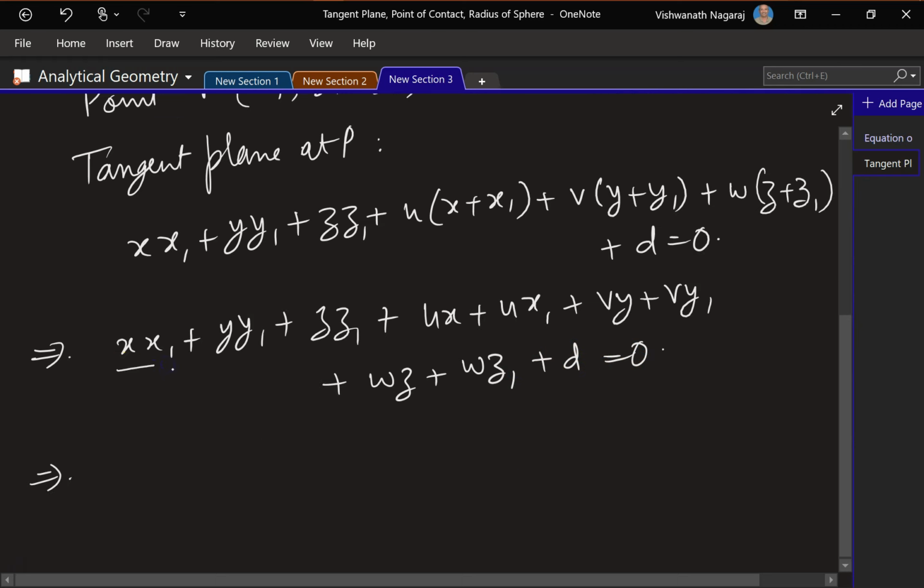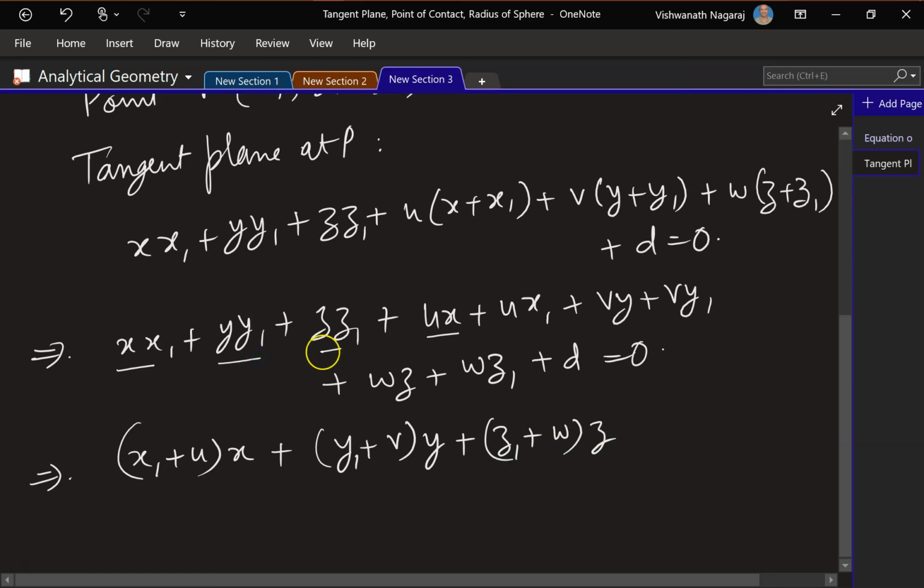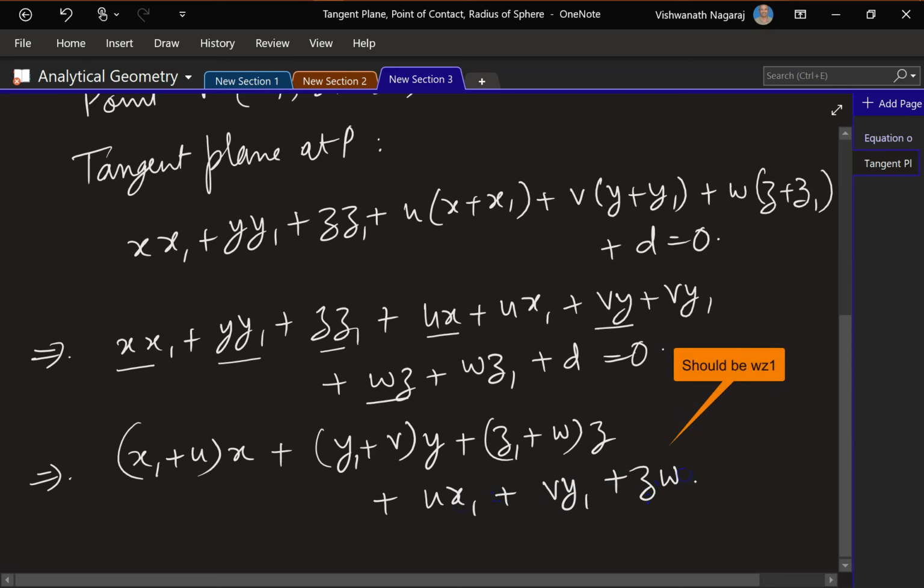Okay, so let's take this and this. What we'll get is x1 x plus ux, and following the same pattern, yy1 plus vy, zz1 plus wz. So this is over, this is over: ux, vy and wz. What we are left with is ux1 plus vy1 plus wz1 plus d equal to 0.